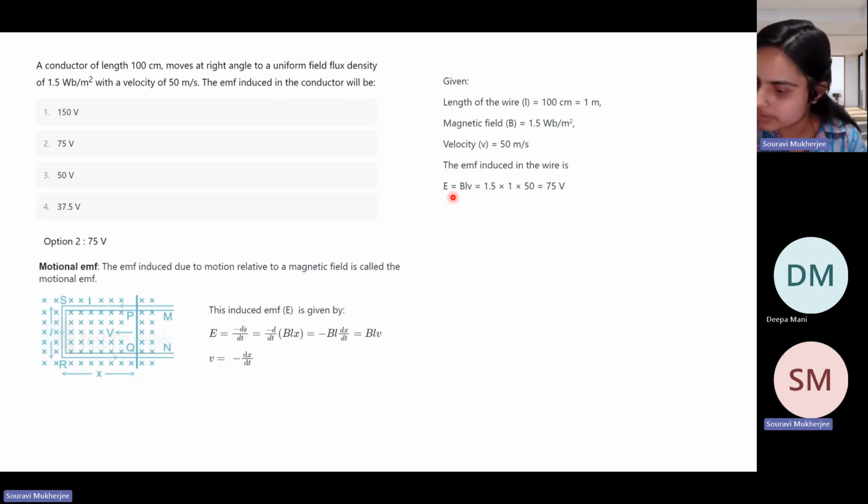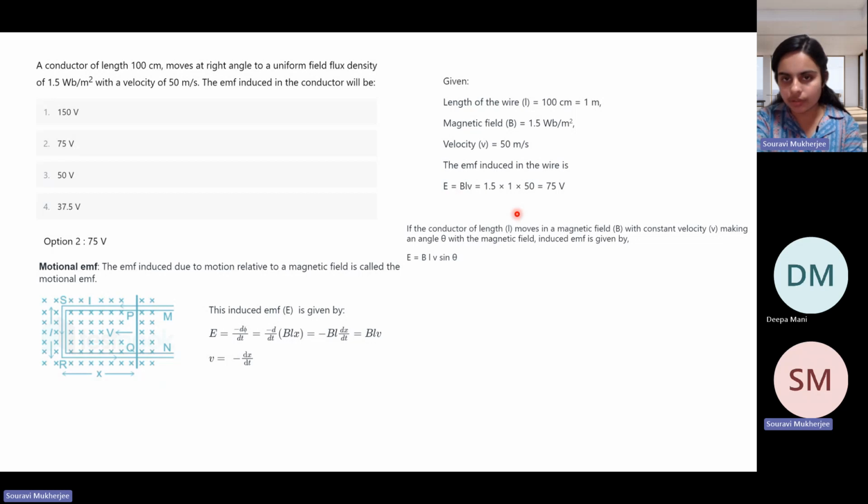Okay, somebody, there were some answers coming up somewhere. I don't know, it takes some of my time to open. One second. Where is the chat? Is there an answer? 75, right, exactly. So this is how motional EMF works.